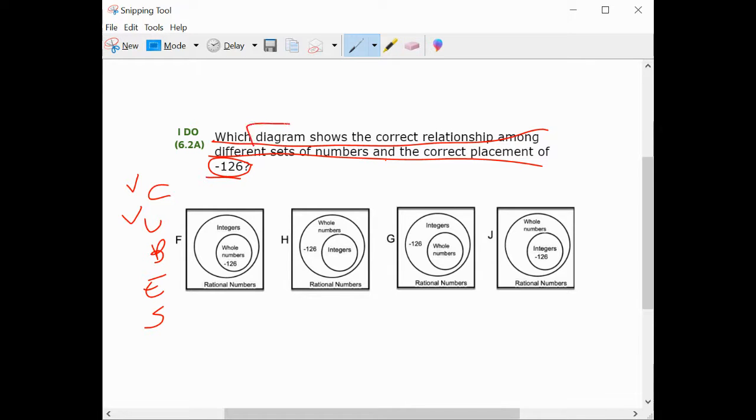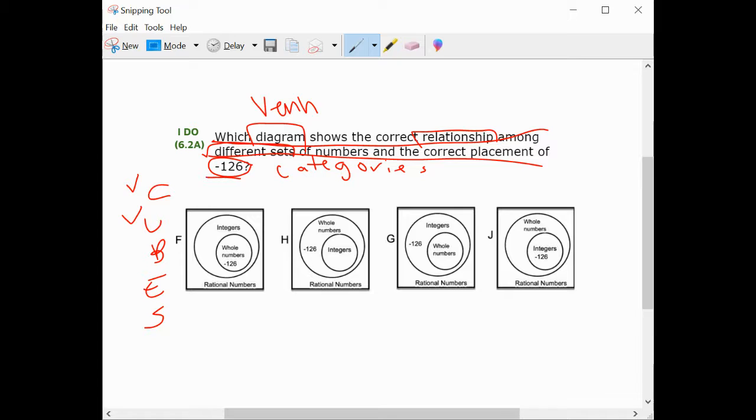Which diagram? Well, I know it's a Venn diagram, so let me write that. Shows the correct relationship. I was going to write that word, but they already gave it to me. Among different sets. Okay, what does that mean? Well, I know that there are a lot of different sets we talked about, like categories, right? So I'm going to write categories. And I know that some categories fit into other categories.